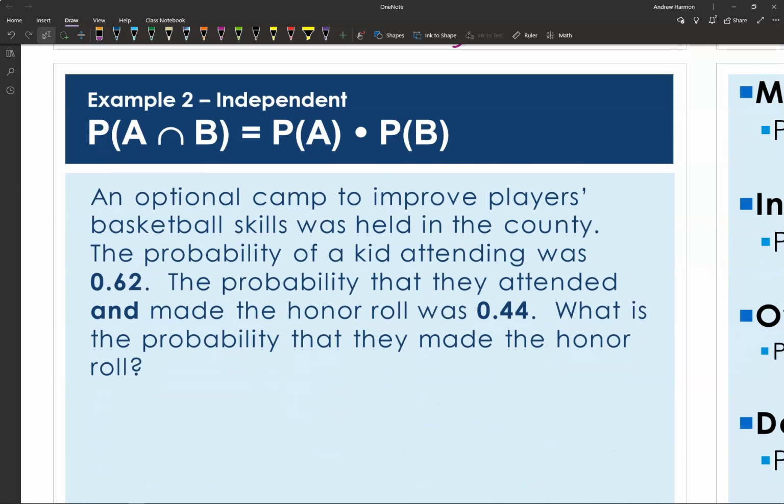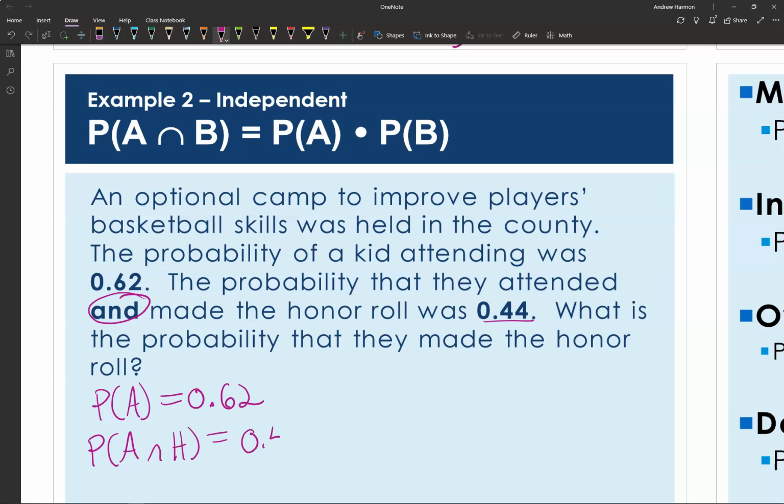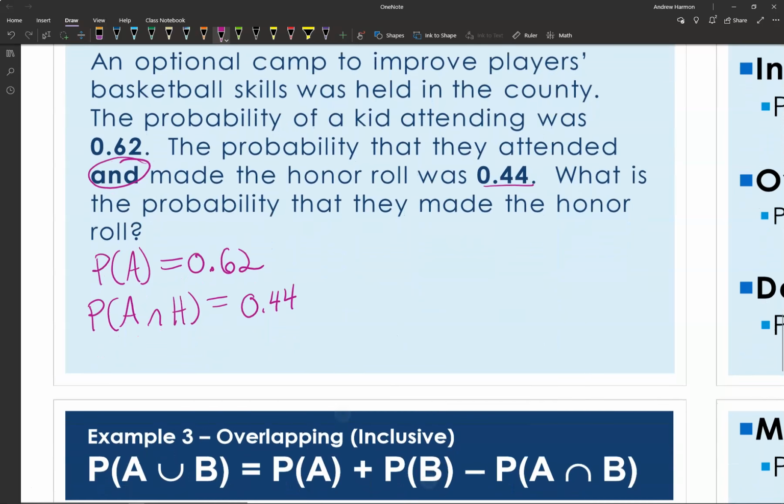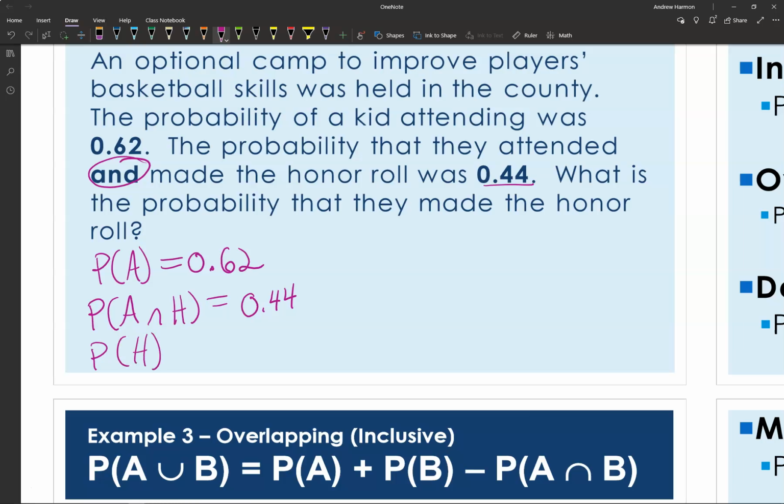Next example: an optional camp to improve players' basketball skills was held in the county. The probability of a kid attending was 0.62. So the probability of attending is 0.62. Okay? The probability that they attended and made honor roll was 0.44. So the probability of attending and honor roll is 0.44. What is the probability that they made the honor roll? So here we go. Probability that they made the honor roll.